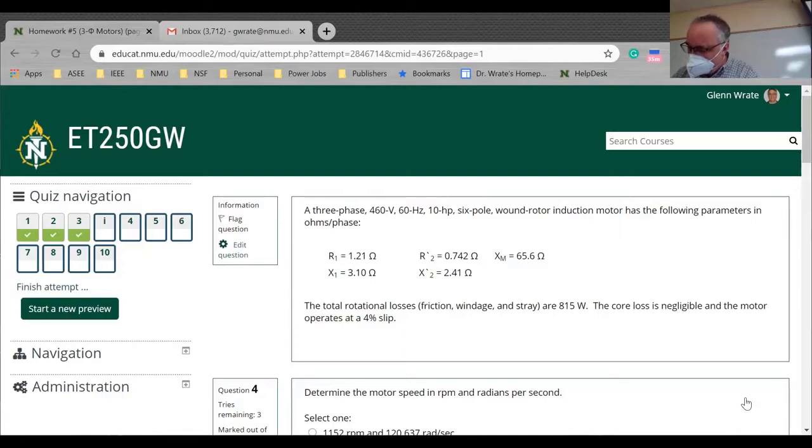Slip equals 4%. And P mechanical loss is 815. Okay, I think that's everything. Oh, 460, 60 hertz. Oh, this is only 6 pole. 6 pole. F equals 60 hertz.